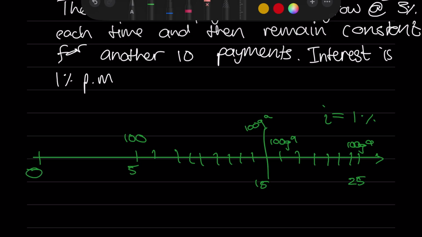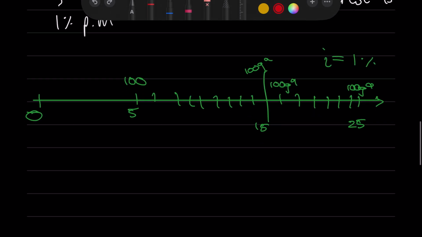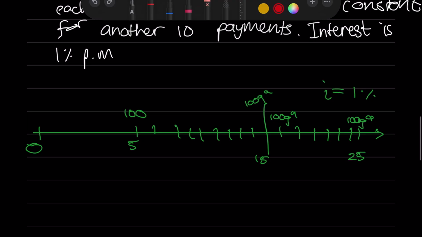So what I want to do is I'm going to first present value these growing ones, the growing annuities, the first 10 payments to that time, and then I'll present value these 10 payments to this time, and discount those two values back to time 0. So let's start with the present value at time 5.